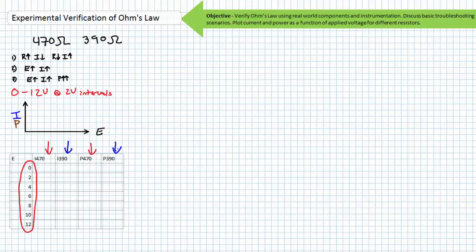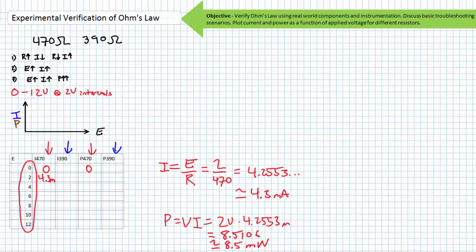Obviously, with 0 volts applied across a 470 ohm resistor, we should observe 0 amps of current through it, and it should be dissipating 0 watts of power. If the voltage was raised to 2 volts, we'd expect 2 volts divided by 470 ohms, or approximately 4.3 milliamperes of current. We'd expect this resistor to dissipate roughly 8.5 milliwatts of power.